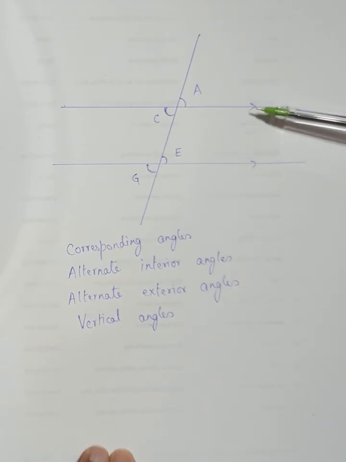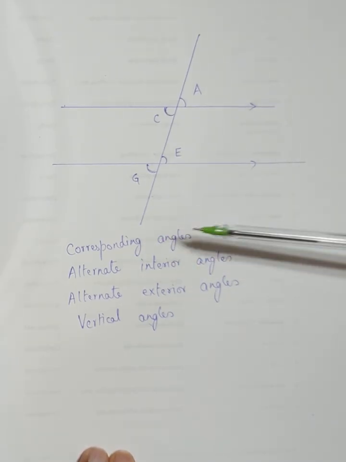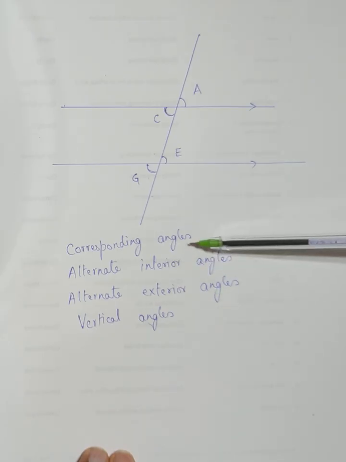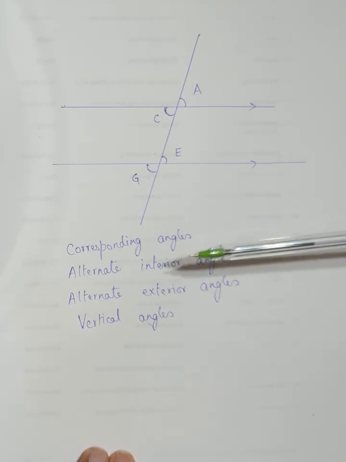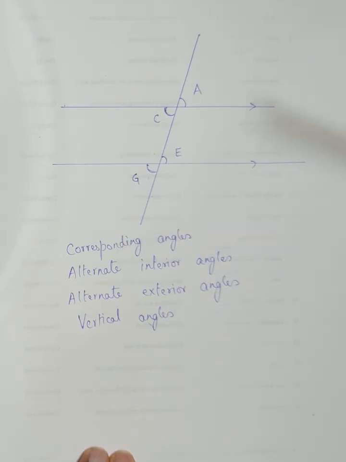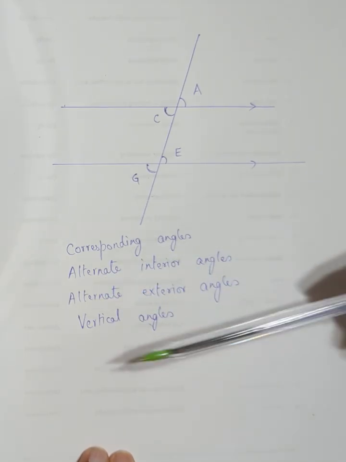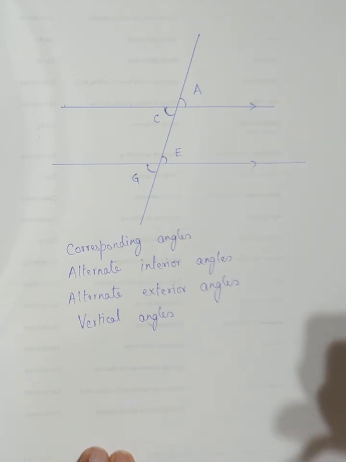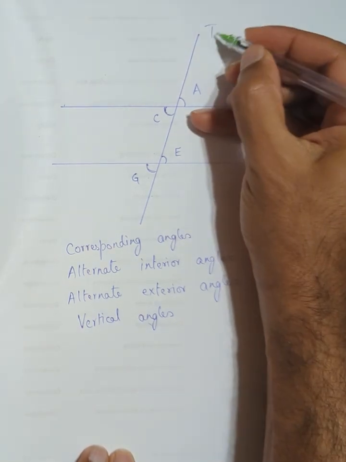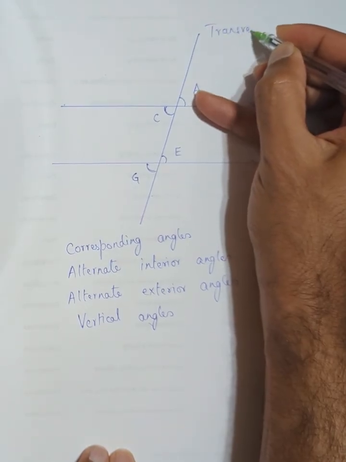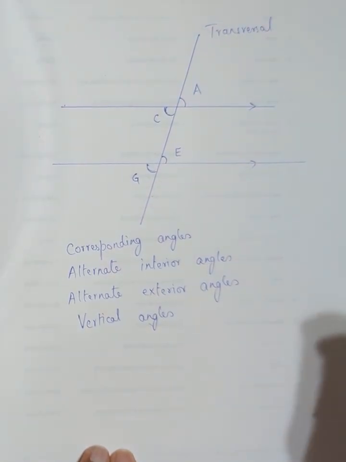And when two parallel lines are cut by a transversal, we get several angles, and these are all going to be equal. Corresponding angles are always equal. Alternate interior angles are always equal. Alternate exterior angles and vertical angles, they are all going to be equal. Let's remember, this line is called transversal.